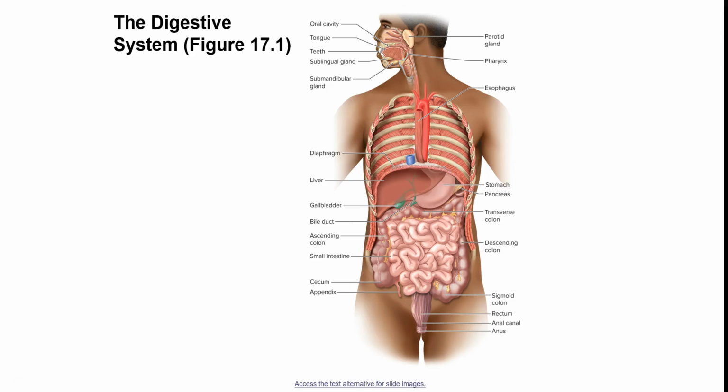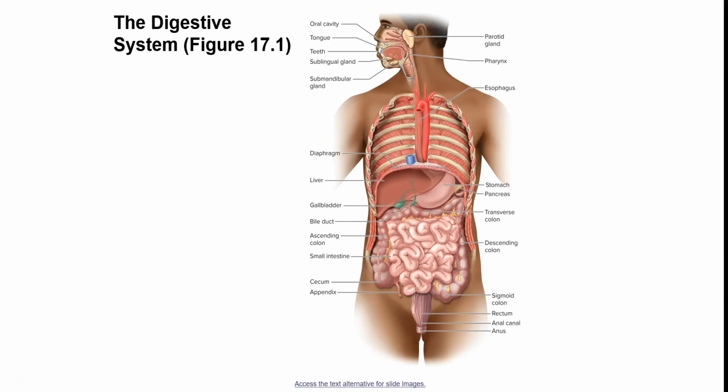Now, after the physical or mechanical digestion, we also see chemical digestion as well. So this actually starts in the mouth as well, but most of the chemical digestion is going to happen in the small intestine. And this is where we have enzymes that will play a role in helping to break down chemical bonds in those food groups that we are eating.